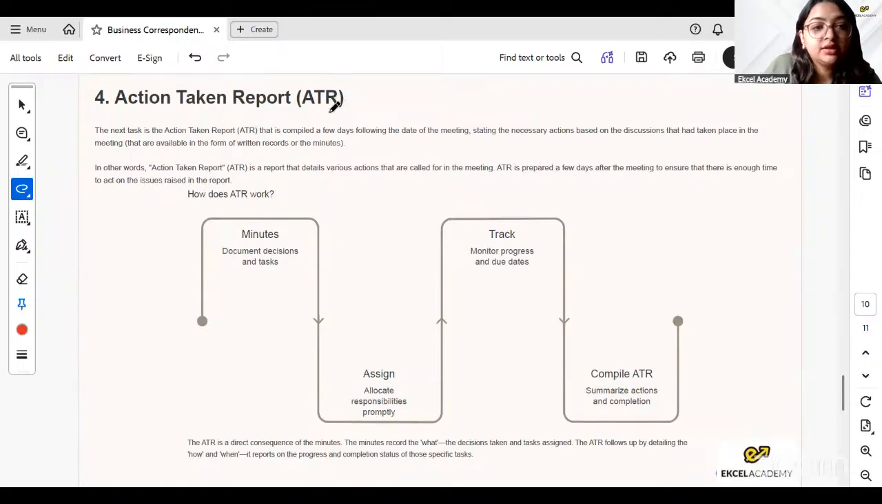Right. What is action taken report? That is, what are the discussions that had taken place in the meeting and what is your next step of action, right? So let us see how does this work. So firstly, you have your minutes, which has documented your decision.